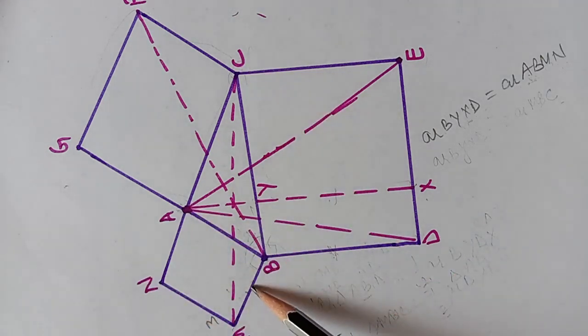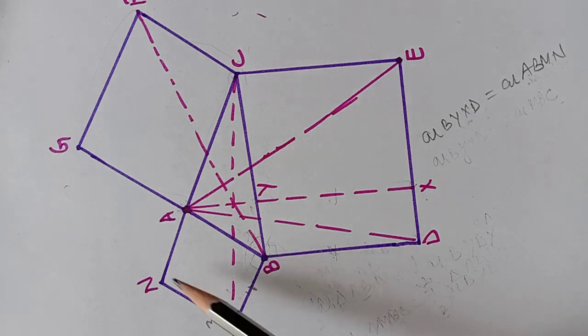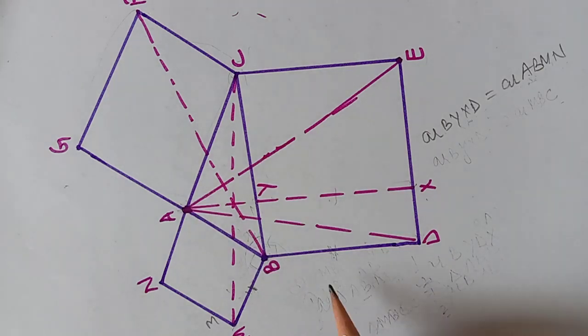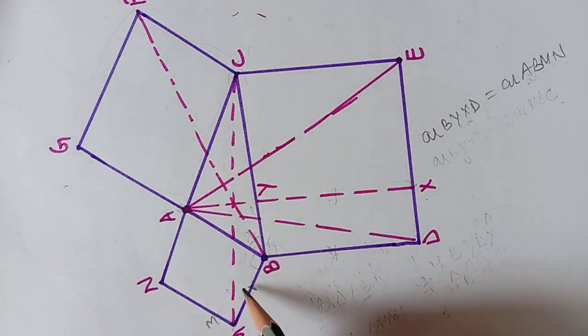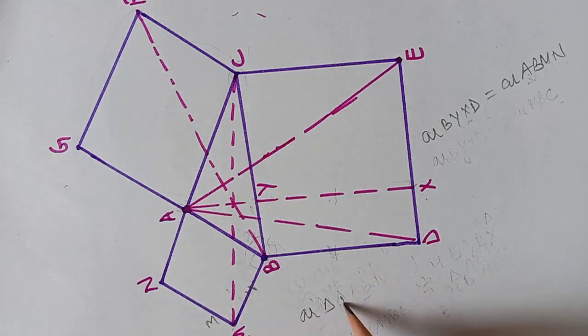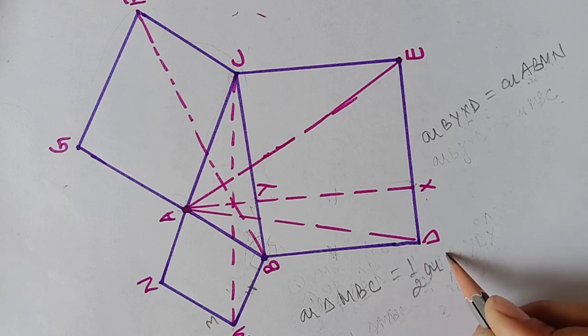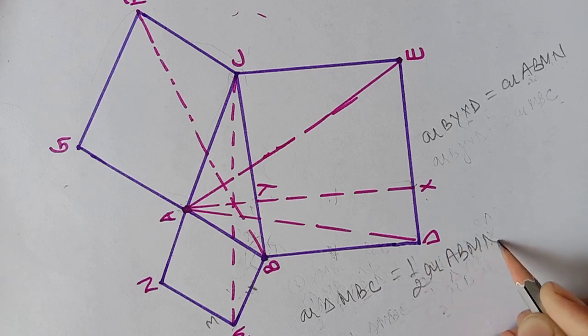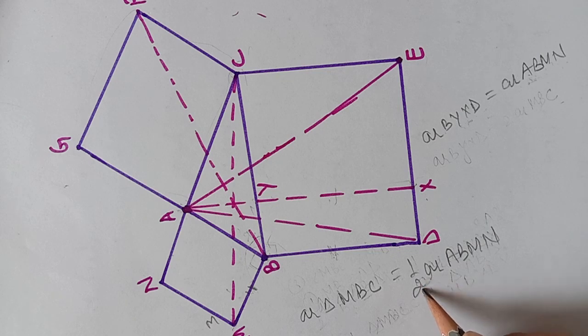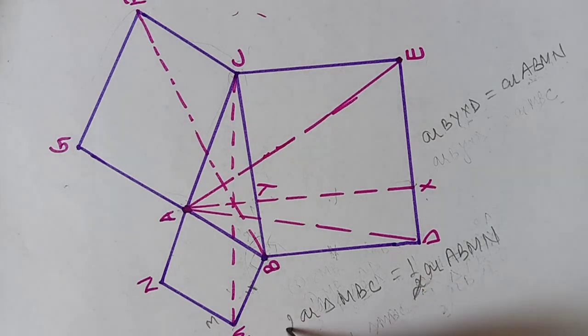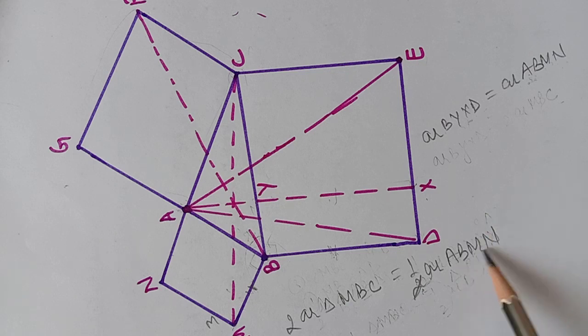They both are present on a common base MB, and MB and NC are parallel to each other also. So students, according to the theorem of a common base and lying between the same parallels, area of triangle MBC is equal to half of area of parallelogram ABMN, and we can shift this 2 which is present here in division to the other side also. So now this is our equation number one: ABMN is equal to double of MBC.